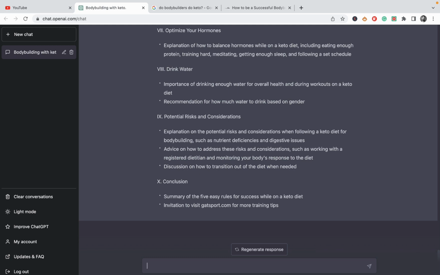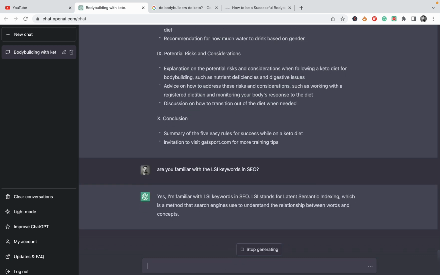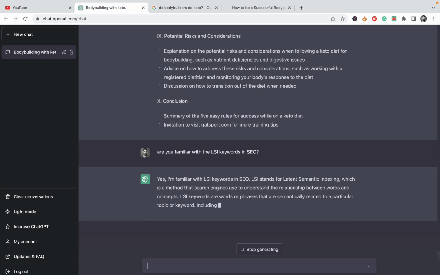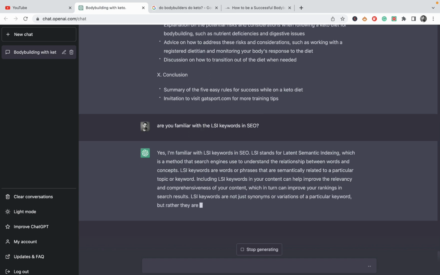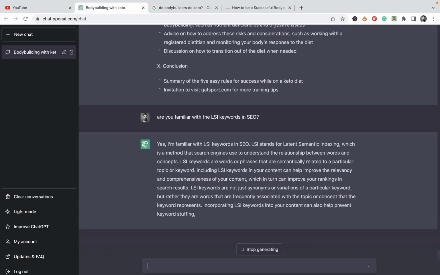Step number two, which is extremely important again when it comes to outranking our competition, is the LSI keywords. So I've had some luck with this prompt without priming ChatGPT, but just to be safe, we'll prime it. So we'll say, are you familiar with the LSI keywords in SEO? Yes, I am familiar with LSI keywords. LSI stands for latent semantic indexing, which is a method that search engines use to understand the relationship between words and concepts, and blah blah blah.